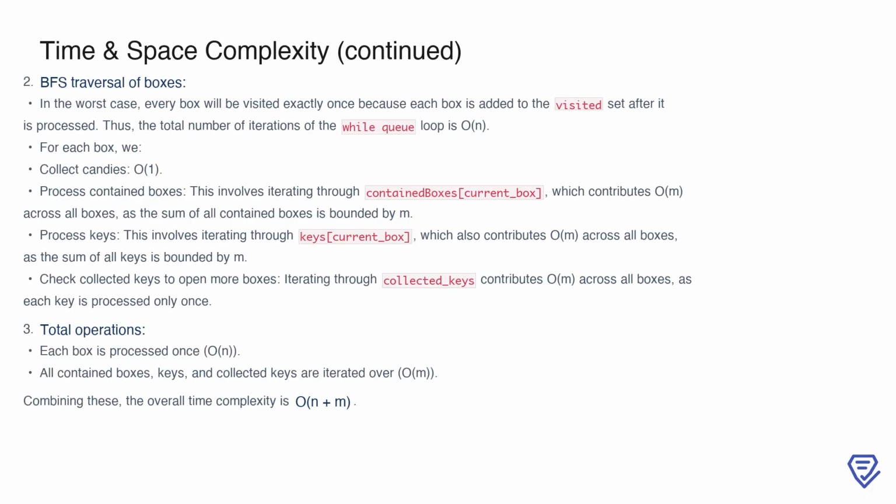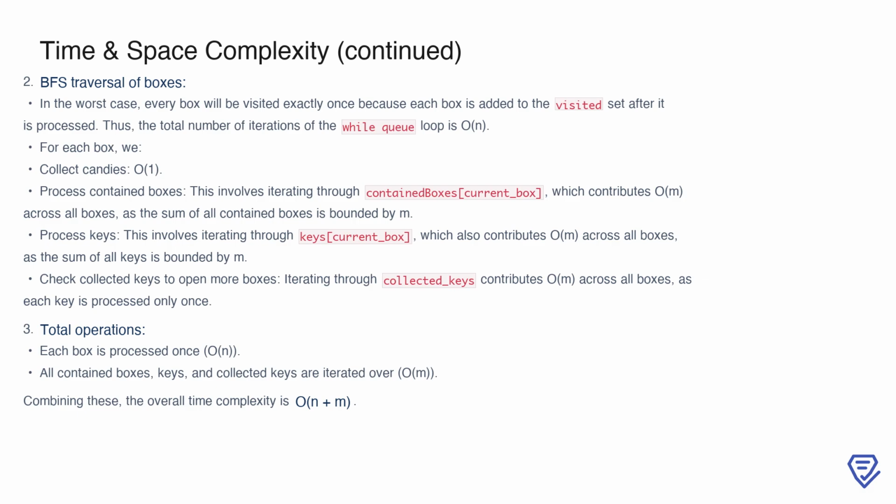Next, we perform a breadth-first search to process the boxes. In the worst-case scenario, every box is visited exactly once because after processing, each box is added to a visited set to ensure it isn't revisited. This means the while queue loop will run n iterations. Within each iteration, several operations occur.